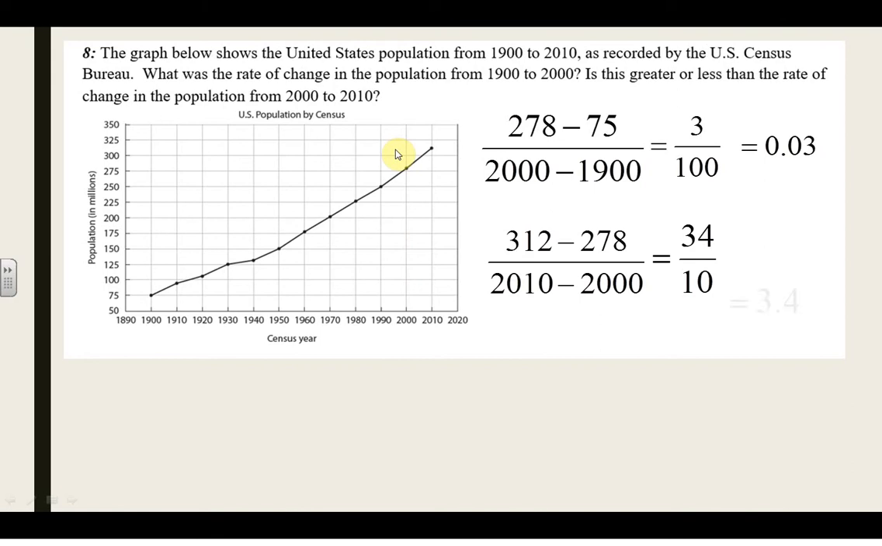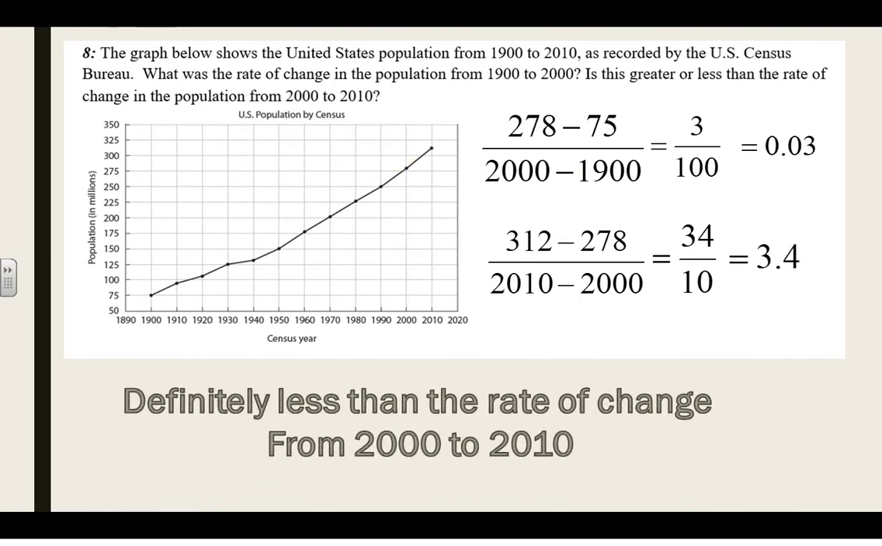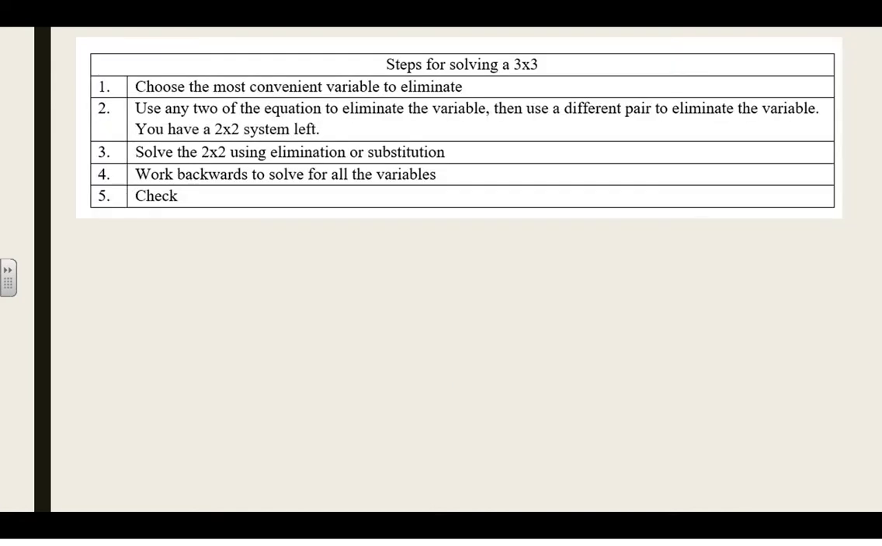So which had the greatest average rate of change? Well, 2000 to 2010. We started procreating quite quickly. Exponential growth.